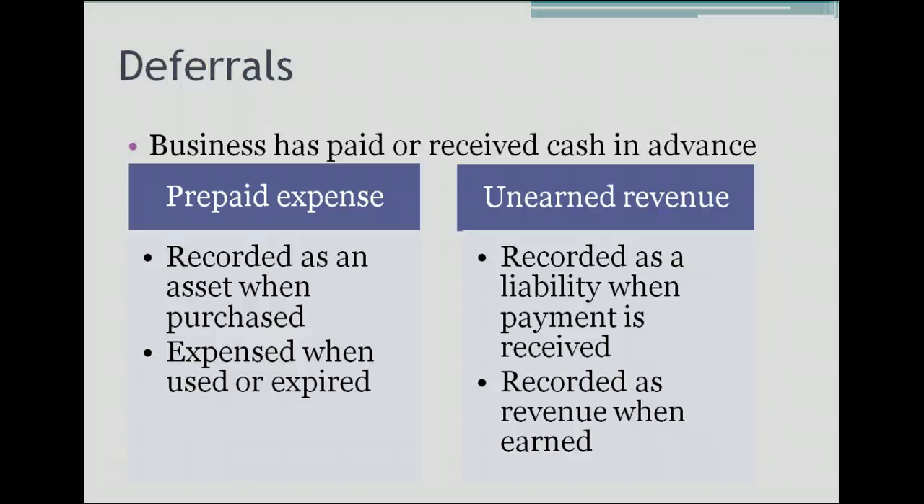Unearned revenue is when a company receives cash from customers in advance. So before they perform services or sell goods, the customer pays the company cash. When that happens, we call it unearned revenue. And unearned revenue is a liability for the company when the payment is received. Once the company performs the service or delivers the goods to the customer, then we record the revenue as earned. Let's take a look at an example.